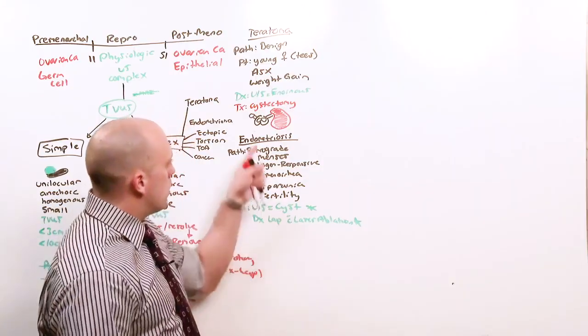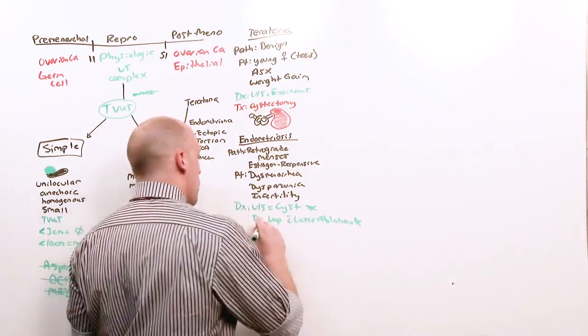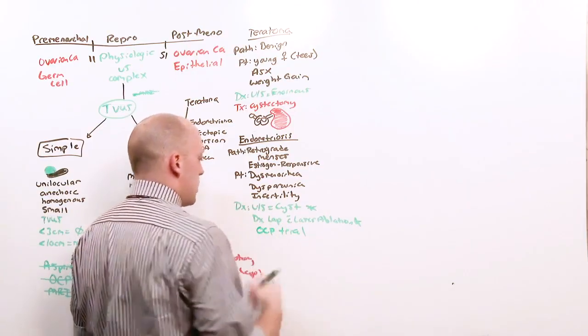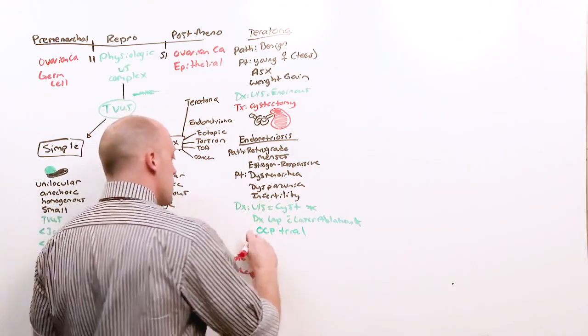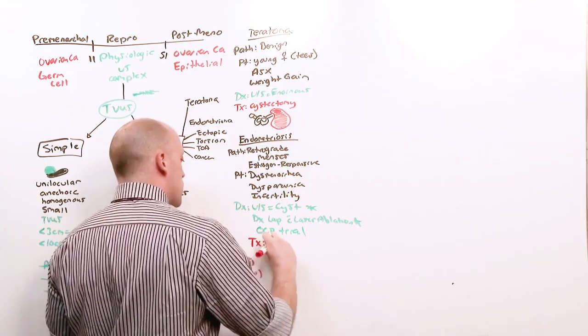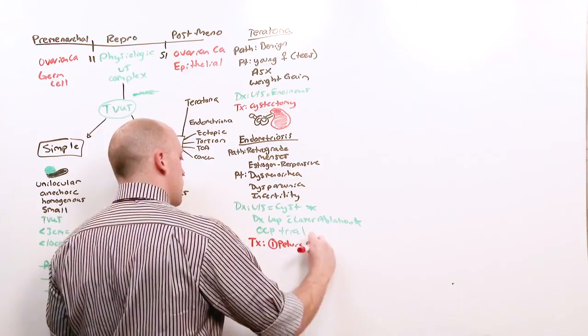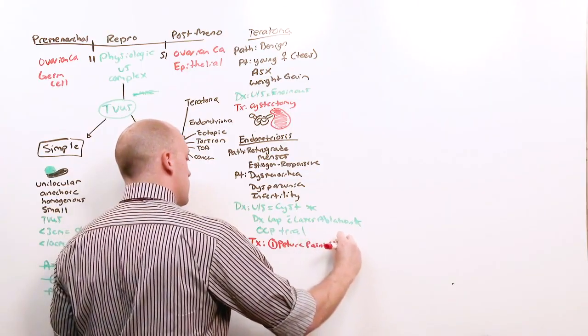If all you're talking about is endometriosis, however, you're going to use an OCP trial, and if they get better, that's your diagnosis. The treatment for endometriosis begins with treating pelvic pain, and the first step for pelvic pain is NSAIDs.